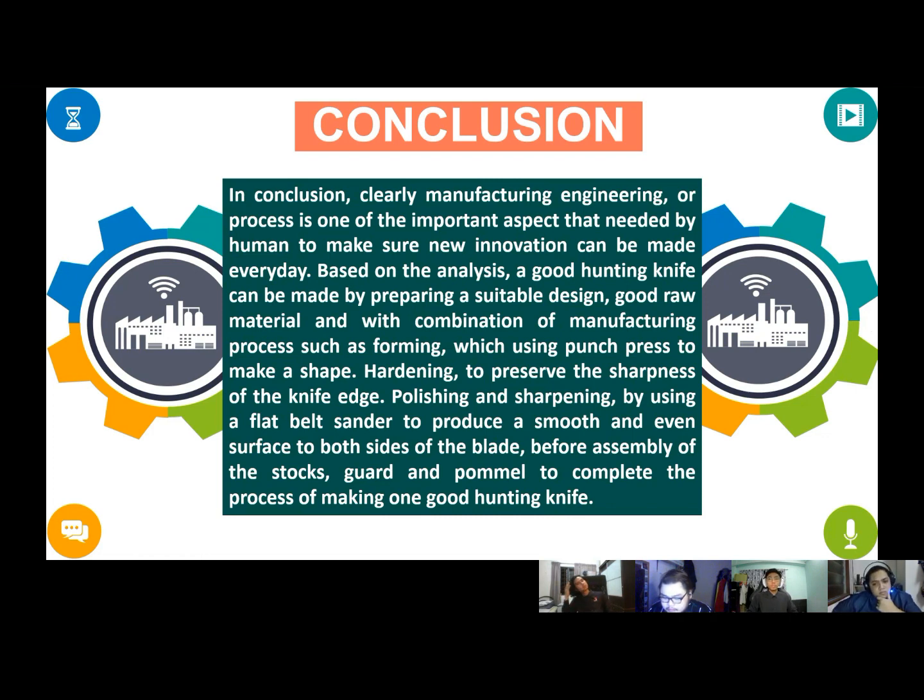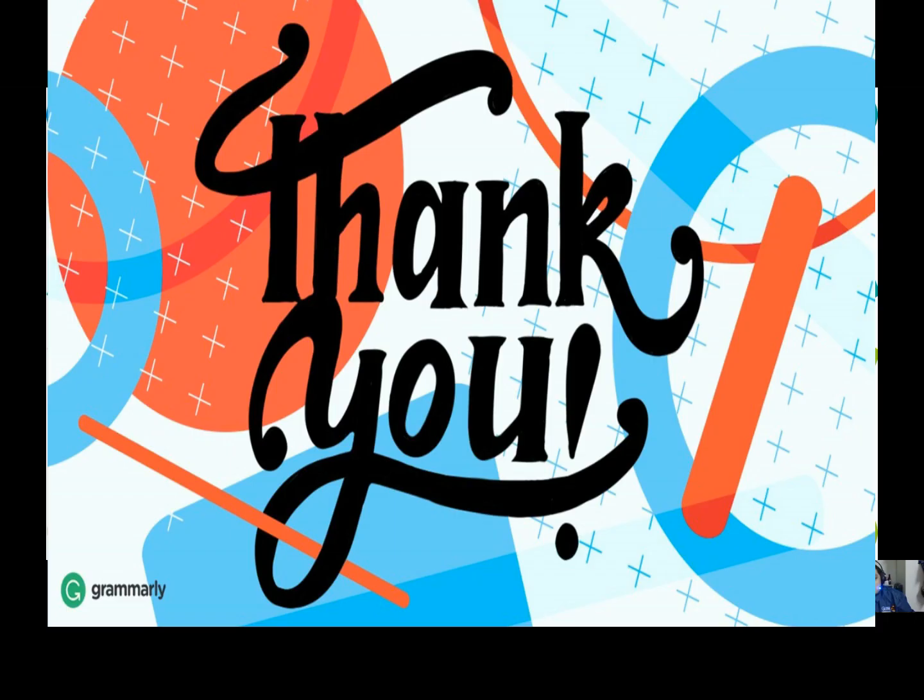Next, polishing and sharpening by using a flat belt sander to produce a smooth and even surface on both sides of the blade. And lastly, assembly of the stock, guard and pommel to complete the process of making one good hunting knife. That's all from us.